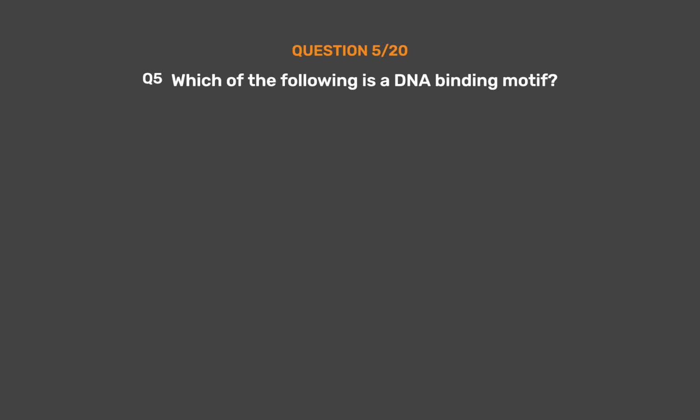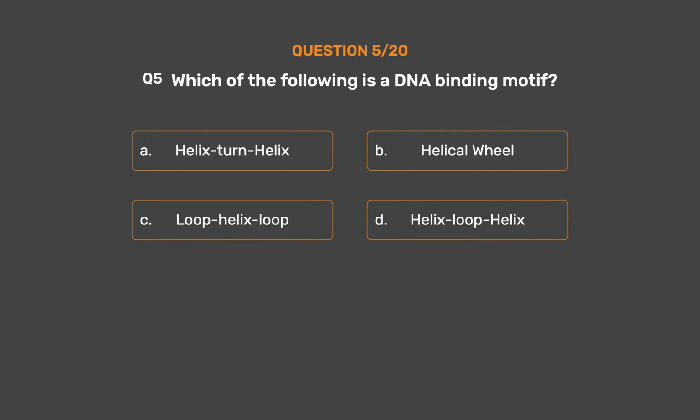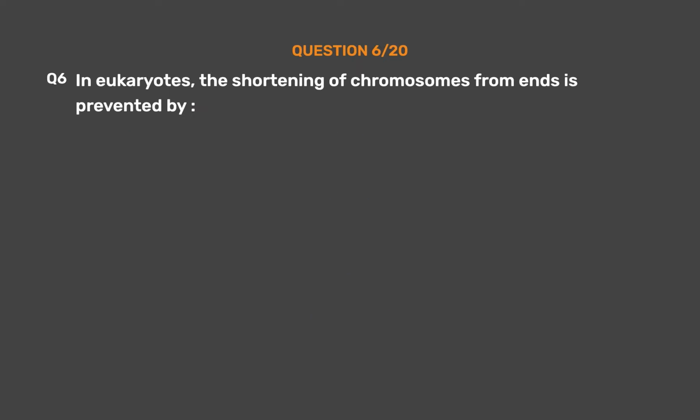Question number 5. Which of the following is a DNA binding motif? Option A. Helix turn helix. Option B. Helical wheel. Option C. Loop helix loop. Option D. Helix loop helix. The correct answer is Option A. Helix turn helix.